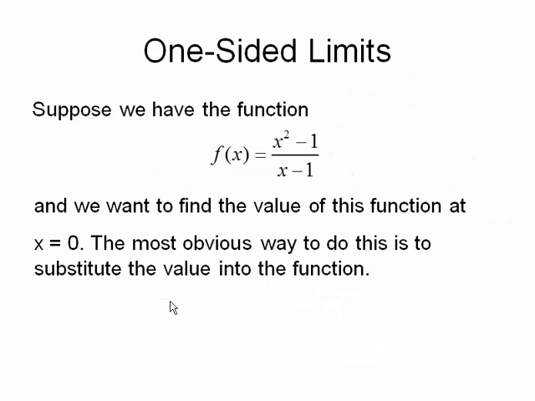So suppose we have a function f of x equals x squared minus 1, that quantity, divided by x minus 1. And we want to find the value of this function at x equals 0. The most obvious way to do this is to simply substitute the value into the function. f of 0 is going to equal, in the numerator, 0 squared minus 1, divided by 0 minus 1, and negative 1 divided by negative 1 is positive 1.